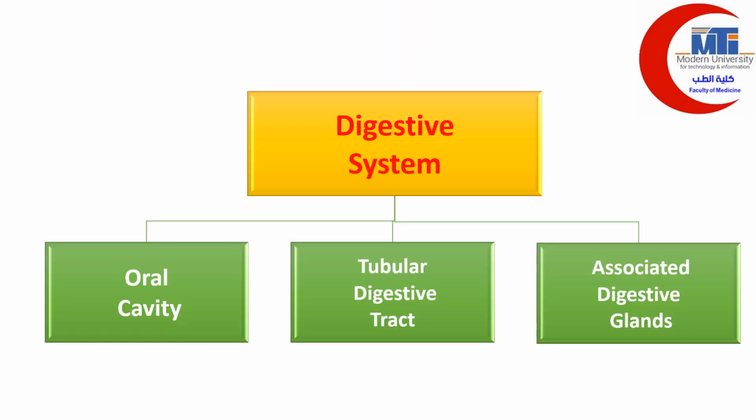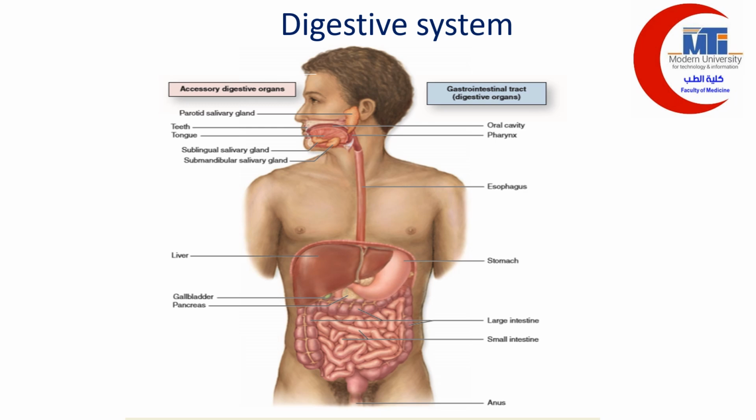Now we are going to divide the digestive system into the oral cavity, which we are concerned with in this lecture, the tubular digestive tract, and the associated digestive glands. Let's see the digestive system. The digestive system starts with the oral cavity, which contains the lip, the tongue, the cheeks, and the soft palate. All of them contain taste buds.